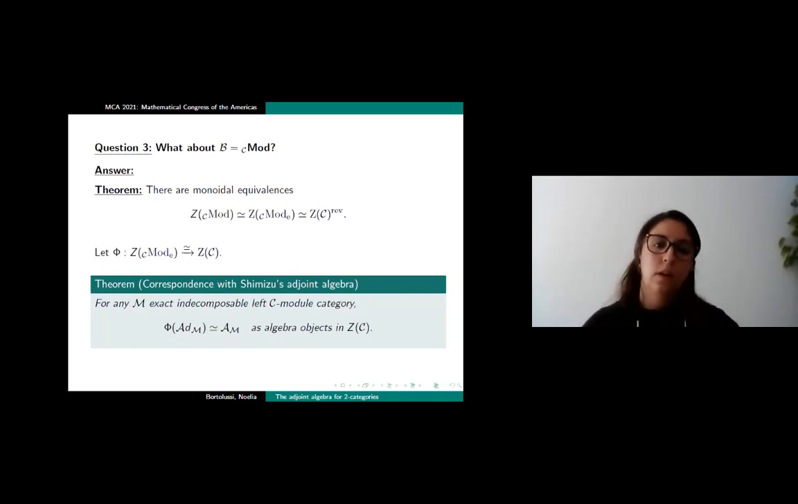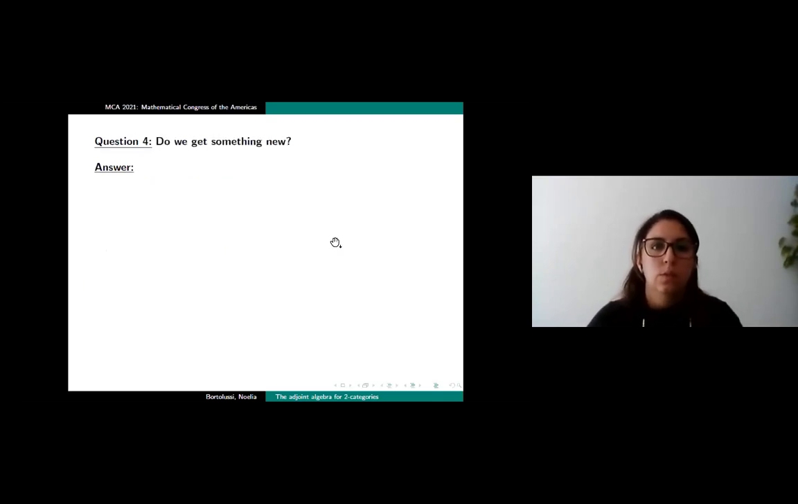So we recover the Shimizu adjoint algebra, so we can say that we have some kind of generalization of this notion. But okay, you generalize the notion, but what does this new notion give us? Do we get something new? The answer is yes, we have something new, and we have new results about finite tensor categories.